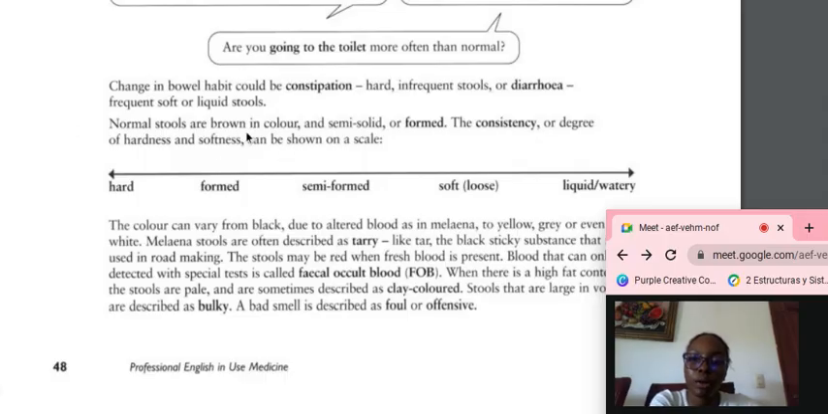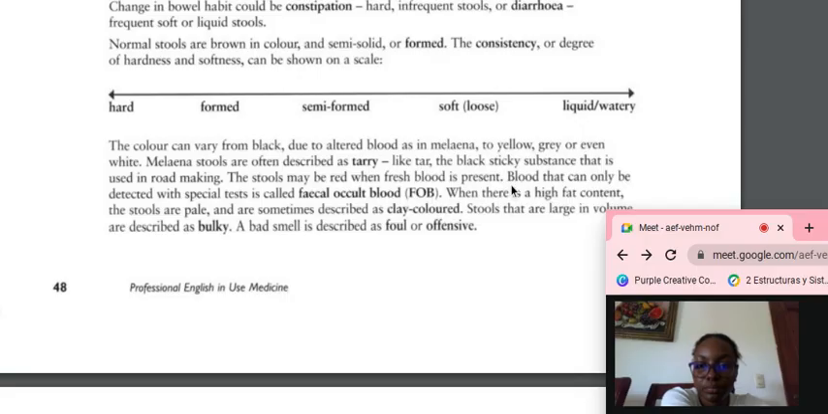Normal stools are brown in color and semi-solid or formed. The consistency, or degree of hardness and softness, can be shown on a scale: hard, formed, semi-formed, soft or loose, liquid or watery. The color can vary from black due to altered blood, as in melaena, to yellow, gray, or even white. Melaena stools are often described as tarry, like tar, the black sticky substance that is used in road making.